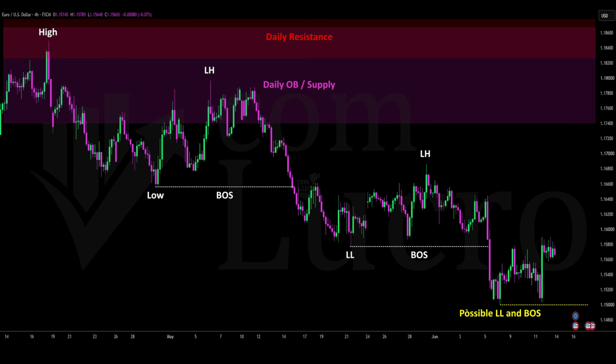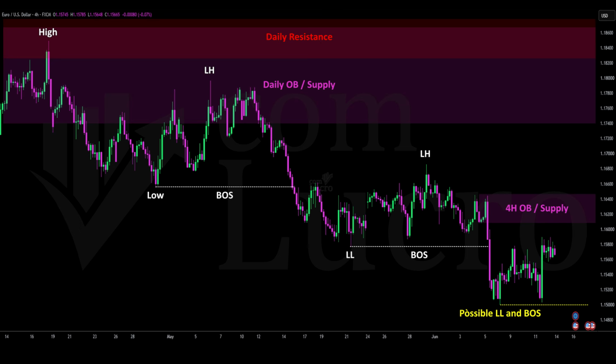For example, on this 4-hour euro-dollar chart, the most recent bearish break of structure is located right here, at the origin of the bearish move that caused this break. We also have a strong inefficiency in the same area. Together, this gives us a potential order block.